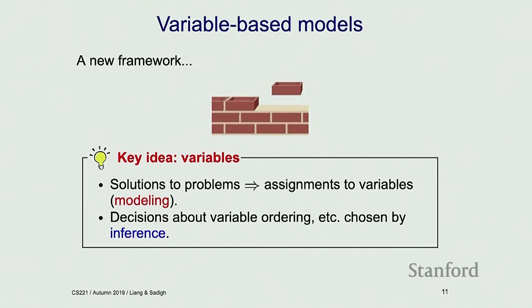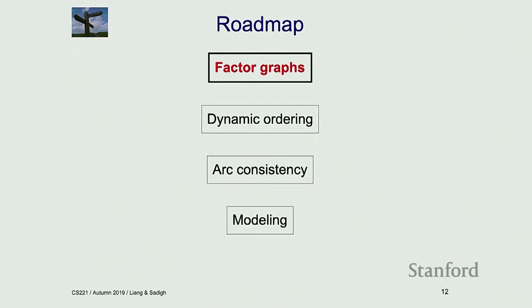All right, so I've kind of motivated this, but I haven't really said what it is, how we go about solving it. So what I want to do for the rest of the class is start formalizing variable-based models with this idea called factor graphs. And then after that, I want to talk a little bit about inference in the case of variable-based models.